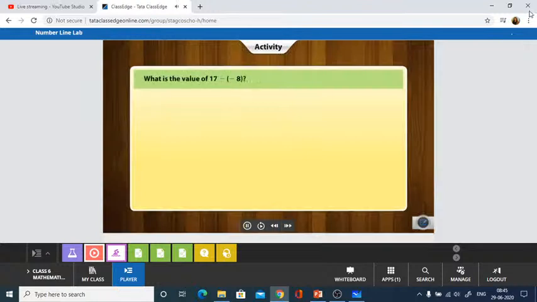Okay, let's see some examples. We have an interactive work session. What is the value of 17 minus negative 8? Click on the correct answer and then click Submit. Yes, any answers? 17 minus negative 8.